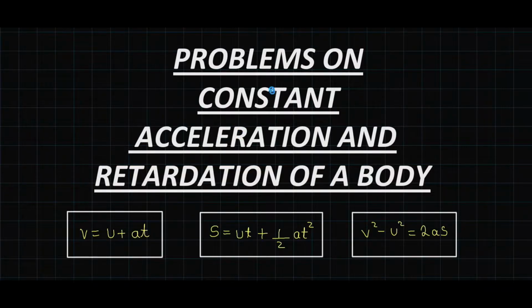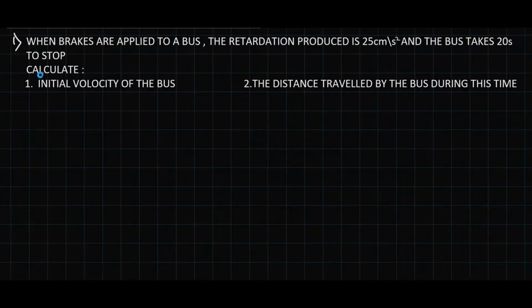Hello everyone, in this video I will be solving some problems on constant acceleration and retardation of a body, which requires the use of these three equations of motion. So let's begin. The first question says, when brakes are applied to a bus, the retardation produced is 25 centimeters per second squared and the bus takes 20 seconds to stop. We have to calculate the initial velocity of the bus.